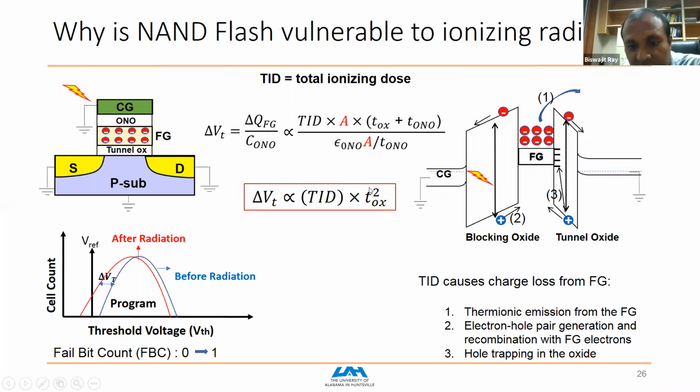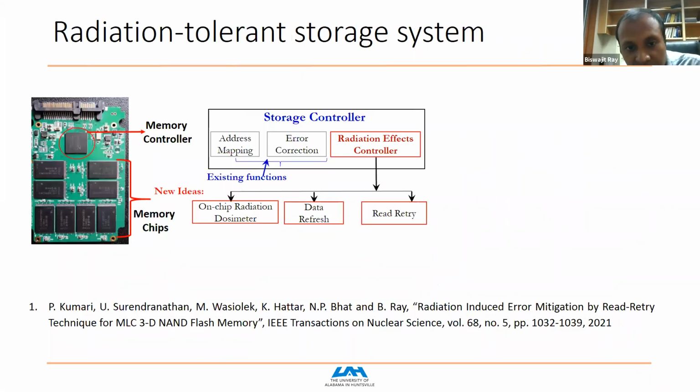And since oxide thickness did not scale, the radiation tolerance also did not change much. So that is the key device physics of how radiation interacts with the flash memory, and why it still remains vulnerable, no matter whether it is 2D NAND or 3D NAND, or ultra scaled devices or less scaled devices.